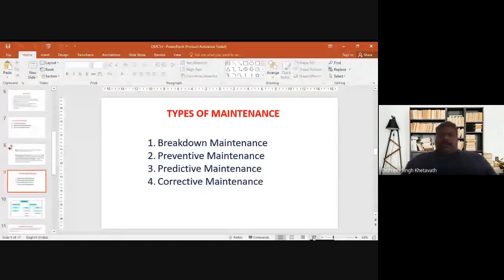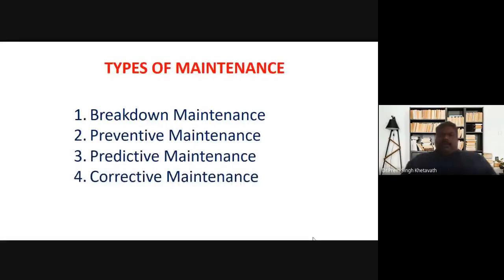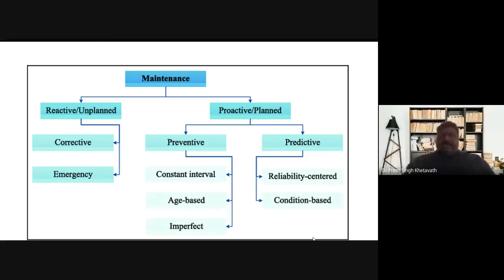So the types of maintenance, these four are very important: breakdown maintenance, preventive maintenance, predictive maintenance, and corrective maintenance. See, it's a flow chart which shows that maintenance is of two types: reactive, which is unplanned, and proactive, which is planned. Proactive is nothing but thinking of the future and acting. Reactive is once it happens, only then we start doing the work.